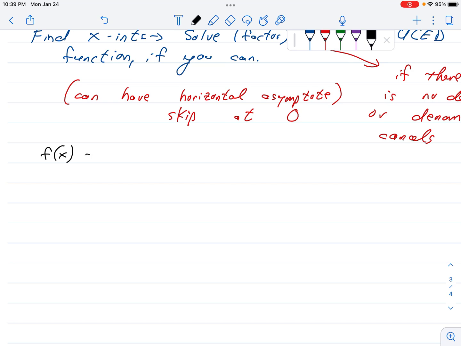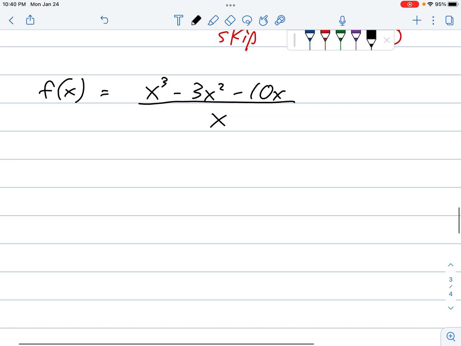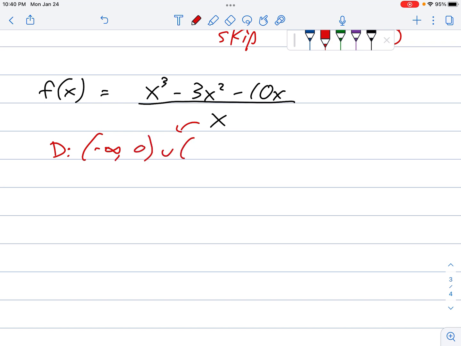But if I give you something like x to the third minus 3x squared minus 10x all over x, and something similar to this was on your homework last time, the first step is the same one every time. What's my domain? Looking at the bottom, what is the x value that I cannot use that will make my denominator 0? Well, since it's x, I can't use 0.